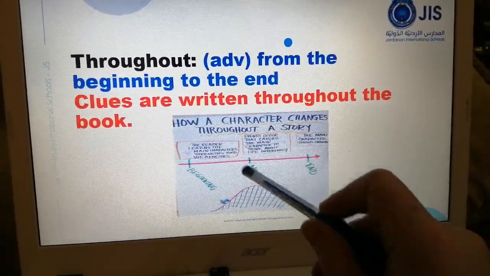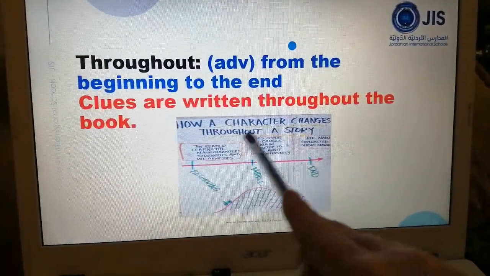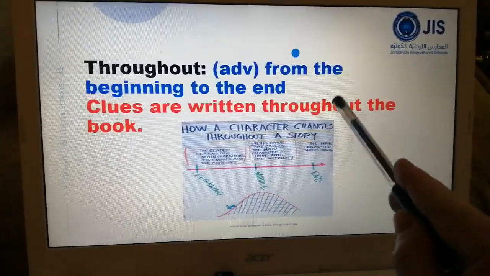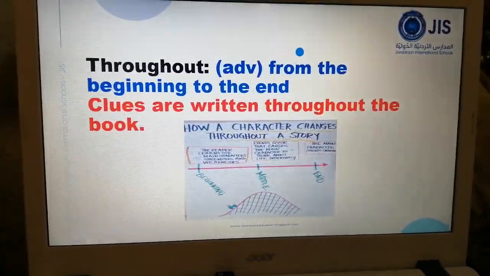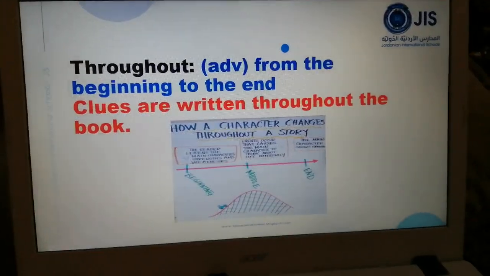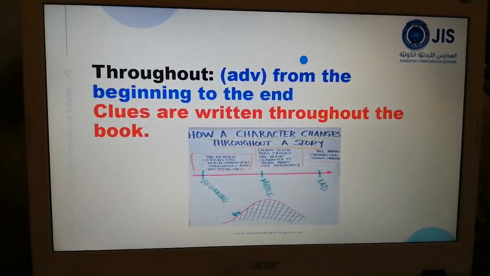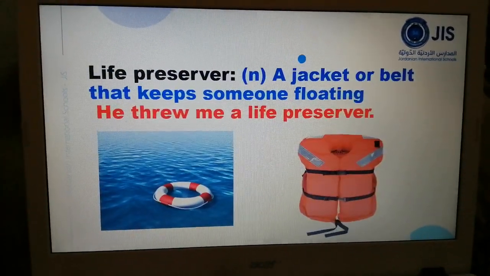For example, here in the picture, the character changes throughout the story, from the beginning of the story till the end of the story. So throughout, it's an adverb, and it means from the beginning till the end. I worked throughout the day, which means from the beginning of the day till the end of the day. Okay, so throughout, it's a closed compound word.